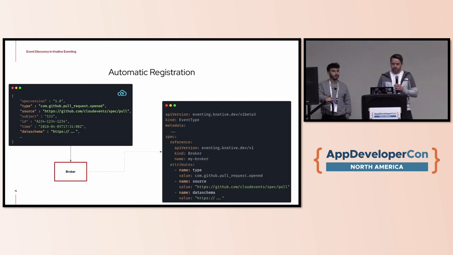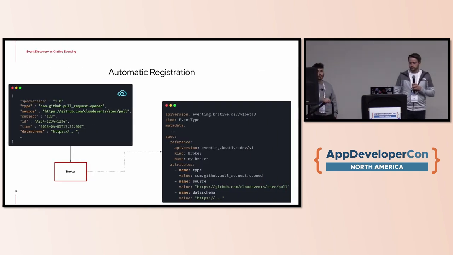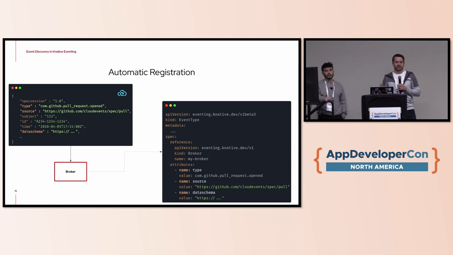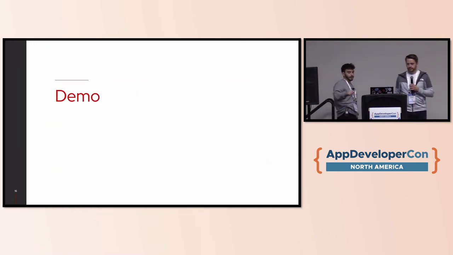So this looks the following way. Simple: a CloudEvent gets sent to the broker. The broker inspects the CNCF CloudEvent for you and creates this event type automatically. And how this looks in action, Pierangelo will show you now.